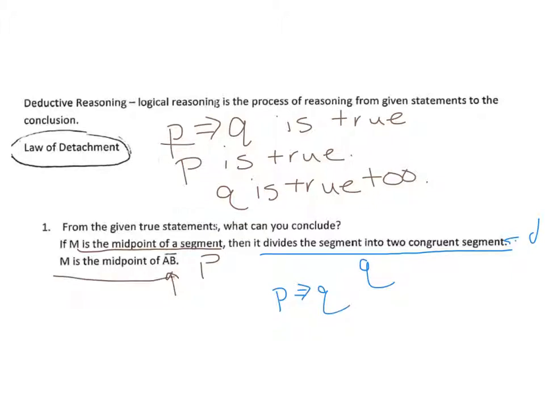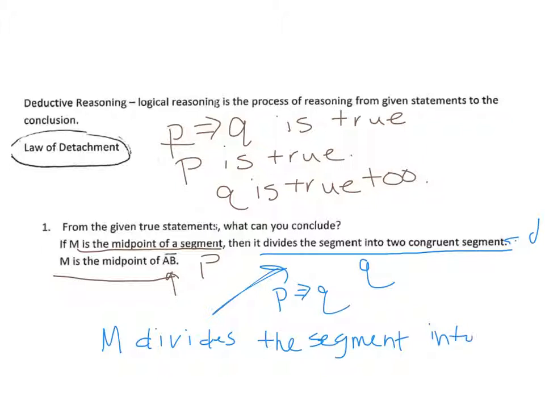So if we know that M is the midpoint of the segment AB, we can conclude that Q is true also. So we can conclude the blue part, that M divides the segment into two congruent segments. That's the law of detachment. So it really helps to underline the P's and Q's and see if you're given the P. If the P is true, then the Q is true.